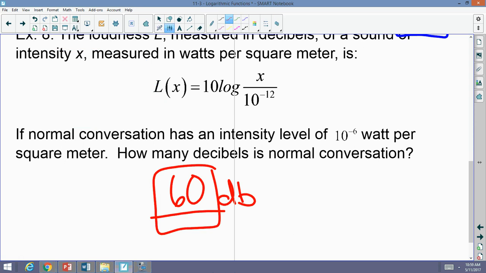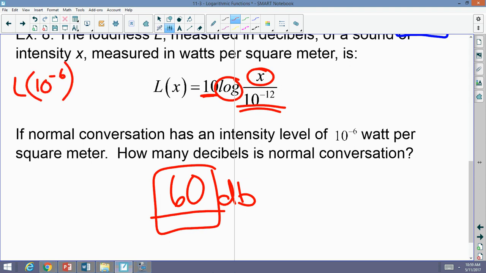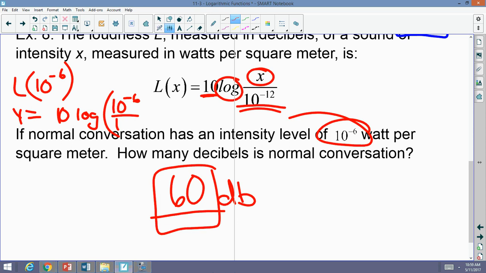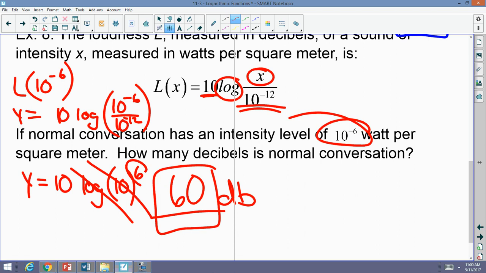Okay, we've got here 10 log of x over 10 to the negative 12, correct? So I want to find L of 10 to the negative 6 because that's what I was asked to do. So y equals 10 times log of 10 to the negative 6 over 10 to the negative 12. This equals y equals 10 log of 10 to the 6th. But what do we say happens when you have a log of the same base times the base? They cancel, and that will equal 6. What's 6 times 10?